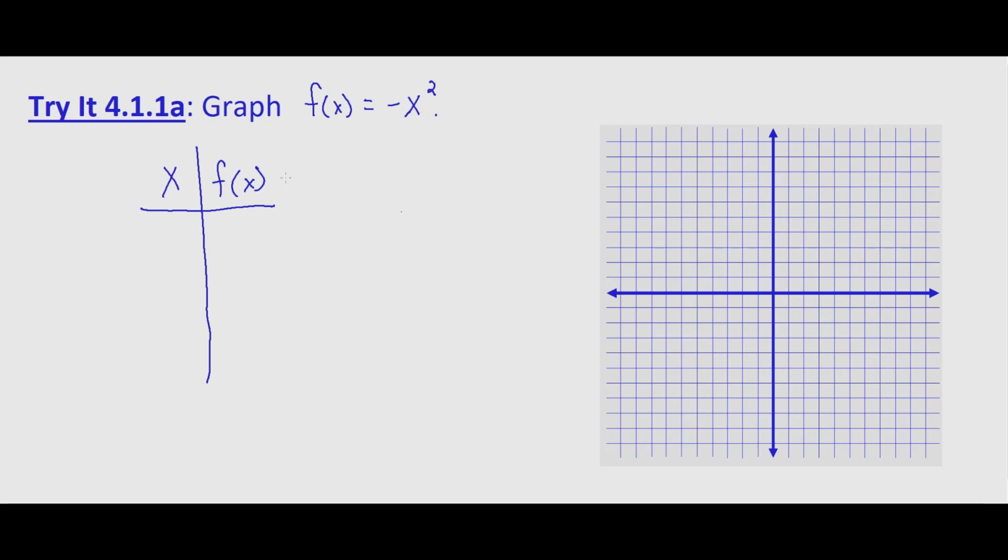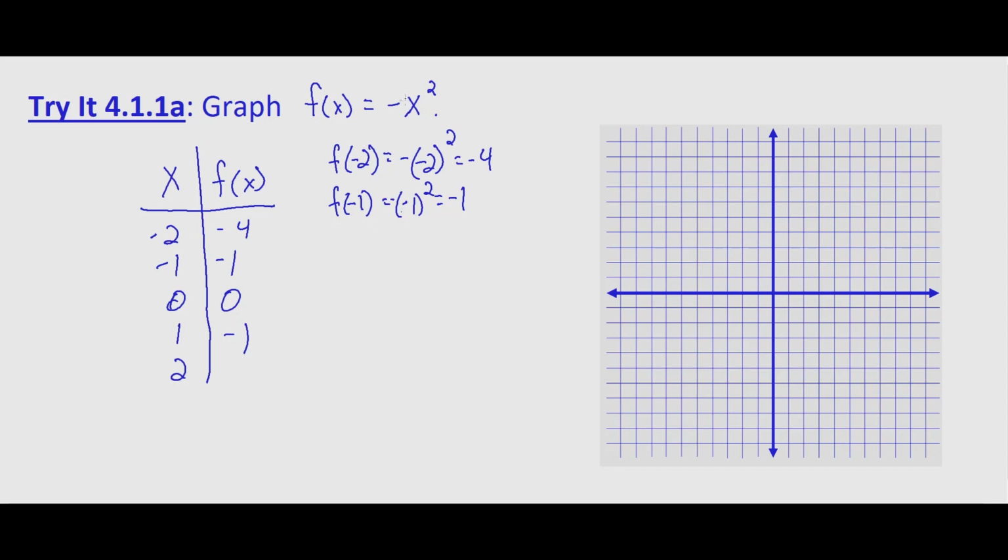So with f of x equals negative x squared, let's look at negative 2, negative 1, 0, 1, and 2. So if x equals negative 2, then f of negative 2 equals negative 2 squared, which equals negative 4. F of negative 1 is going to be negative 1 squared, which is going to be negative 1. F of 0 is going to be 0, negative 0 squared is 0. F of 1, negative 1 squared is going to be negative 1. And then 2 squared is 4, so this is going to be negative 4.